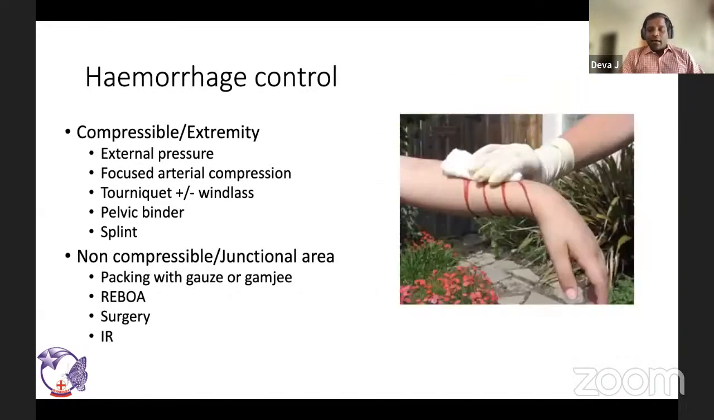The second thing you can consider is focused arterial compression. For example, for this person, they are bleeding from the forearm. You can press on the brachial artery to reduce the amount of bleeding. The focused arterial compression can be done. Sometimes it can be a little difficult, and it can take a bit of force to reduce the bleeding, but it does work, especially if there is a sputum.